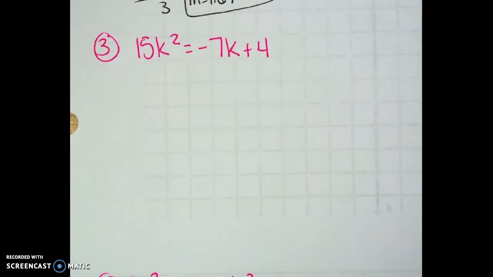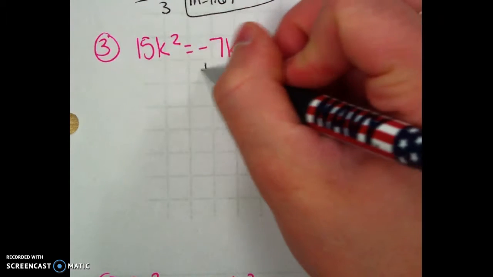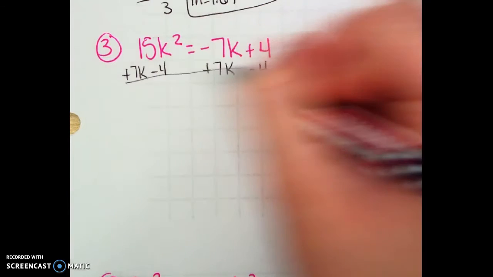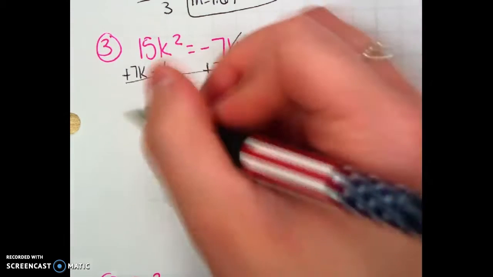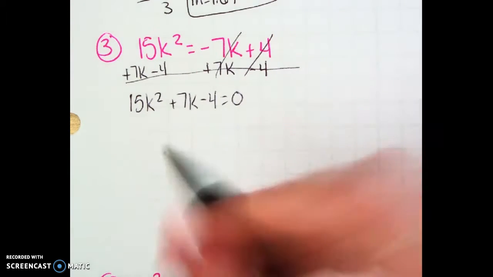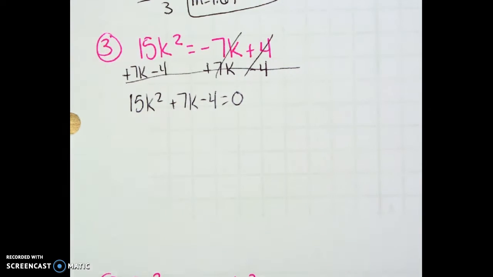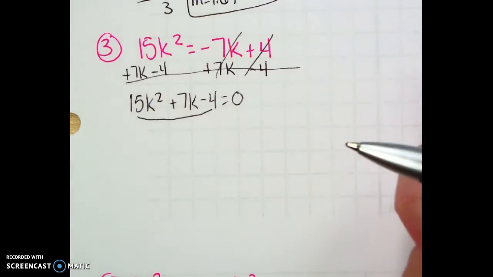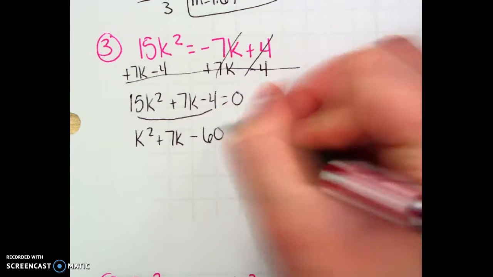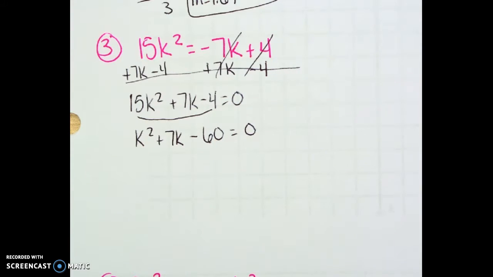Okay, on this one, I have things on both sides of the equal sign, so you're going to have to move things. I would probably move the stuff on the right, but that's just me. So first I'm going to add 7k and subtract 4 from both sides. That cancels those out. This gets me 15k squared plus 7k minus 4 equals 0. Make sure you have it in this order. Okay, slide, divide, slide. So k squared plus 7k minus 60 equals 0.